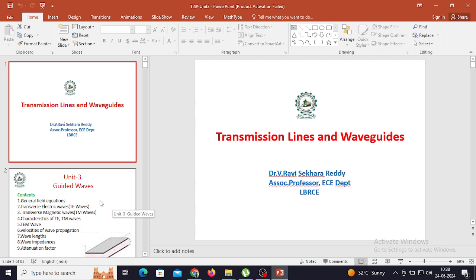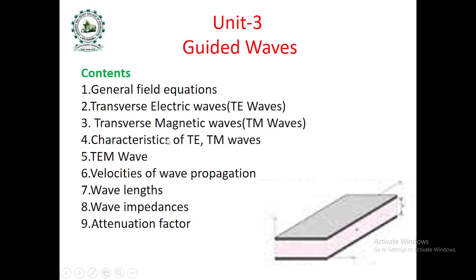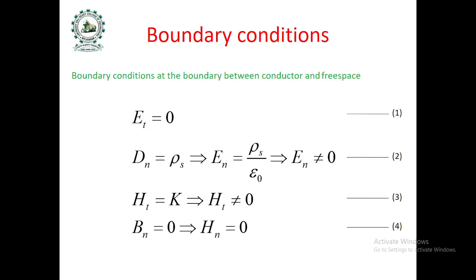Transmission lines and waveguides. Coming to guided waves, I'm going to explain general field equations, TE waves, TM waves, characteristics of TE and TM waves, transverse electromagnetic waves, velocities of wave propagation, wavelengths, and impedances. So these are the boundary conditions which are very useful to analyze wave propagation inside waveguides.